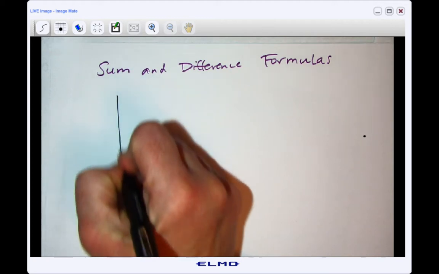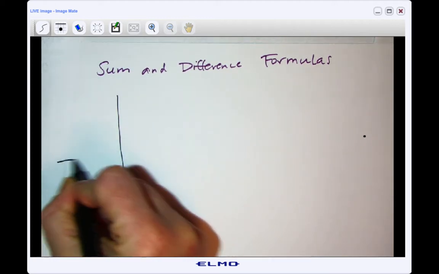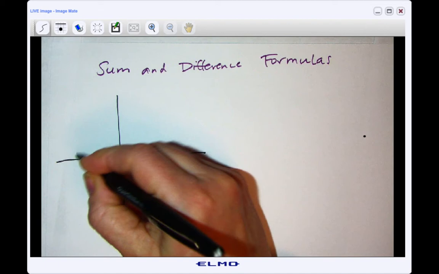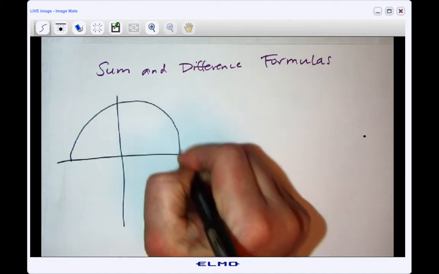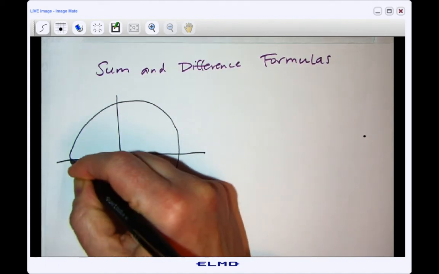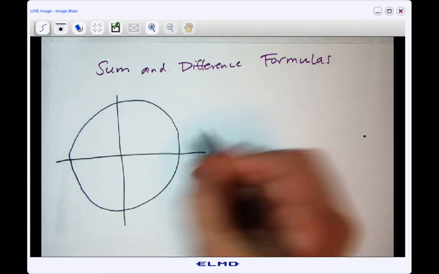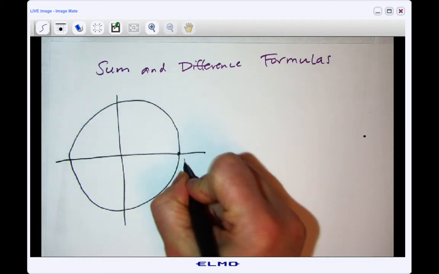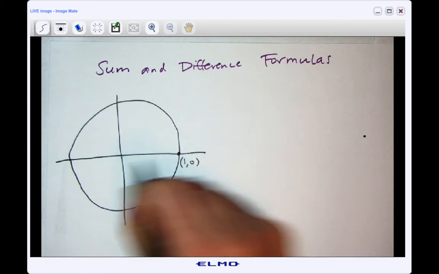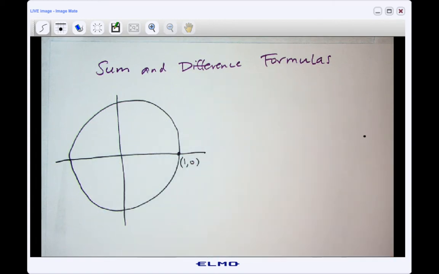So here we are. We're going to look at a unit circle. And if everybody remembers, a unit circle is a circle whose radius is 1. So if we were thinking about this ordered pair right here, we would know that that was (1, 0), since this has a radius of 1. I'm going to draw in a few angles here.